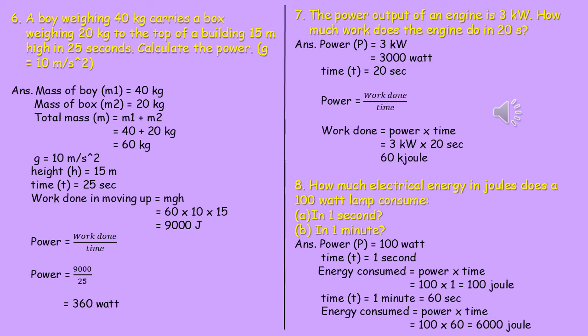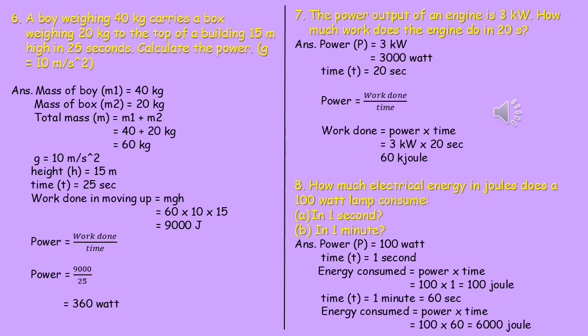G is equal to 10 meter per second square, height h is equal to 15 meter, and time t is equal to 25 seconds. So work done in moving up is equal to mgh, that is 60 into 10 into 15, or 9,000 joule. Power is equal to work done by time. So 9,000 by 25, we are getting 360 watt.